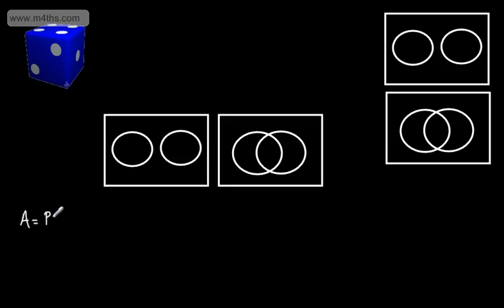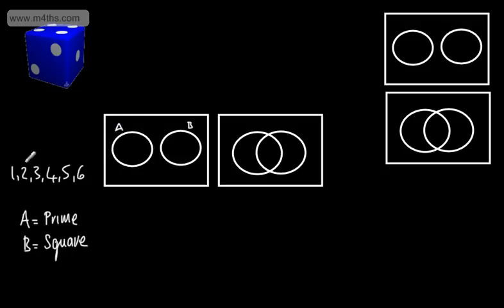So event A is a prime number, and event B is going to be, we'll go for a square number, and we'll take our fair six-sided dice. So we've got 1, 2, 3, 4, 5, and 6. Let's put these in these circles, or if you like, ellipses.